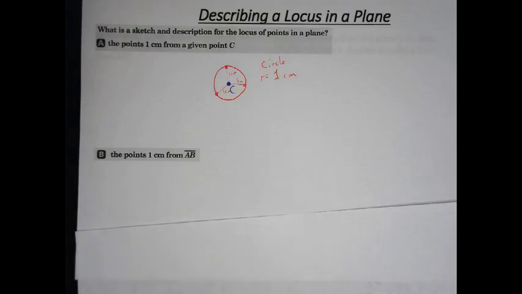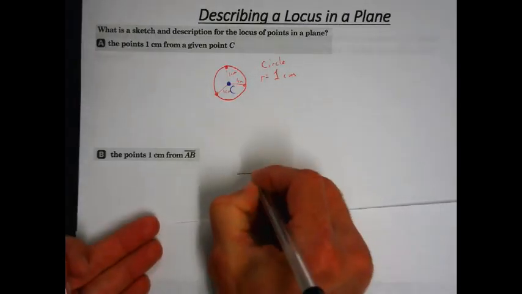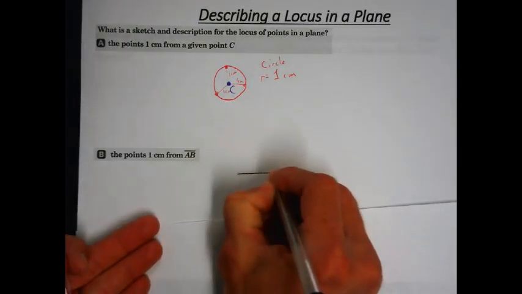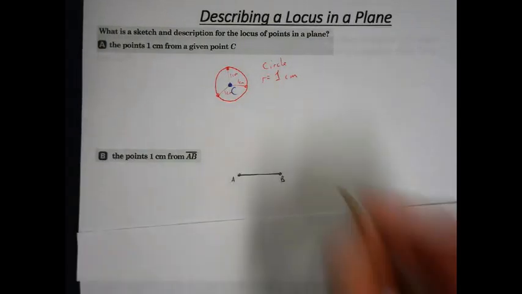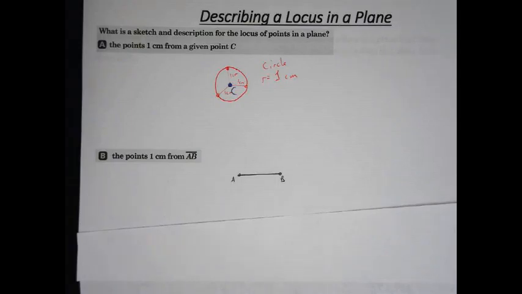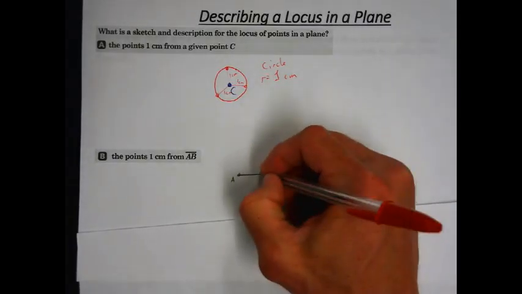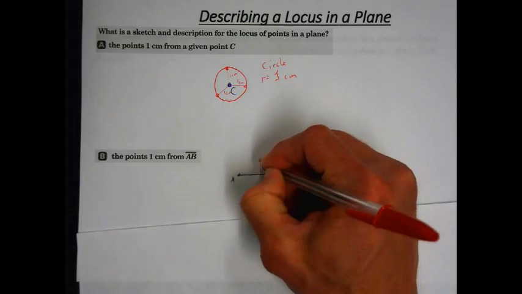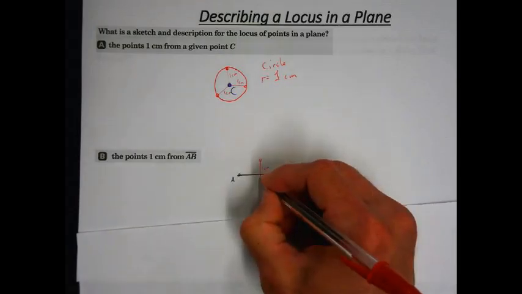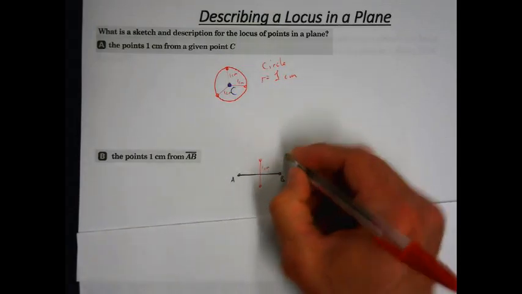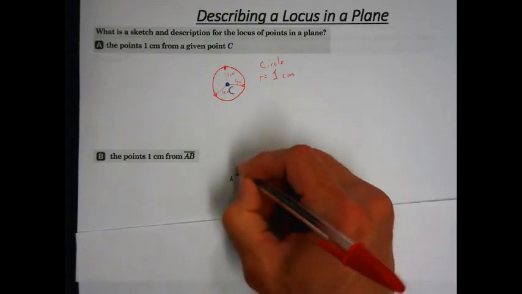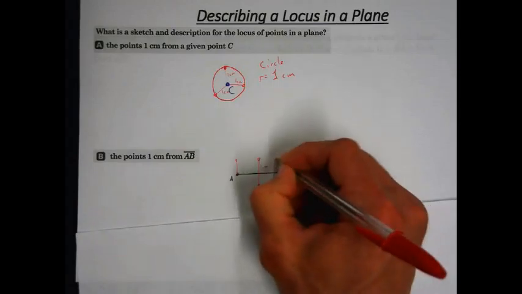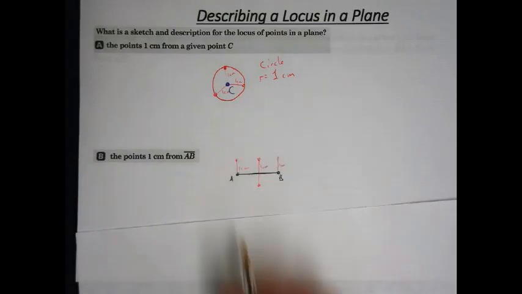If you can't visualize that, let's start from the beginning. Let's make a segment AB. So you create your segment AB, and you start to visualize what's going to go on 1 centimeter from that segment. Well, we can have maybe 1 centimeter out this way. We could have 1 centimeter out this way. We could have maybe from B, 1 centimeter out this way, and from A, 1 centimeter out this way. So all of these points are 1 centimeter from the segment AB.